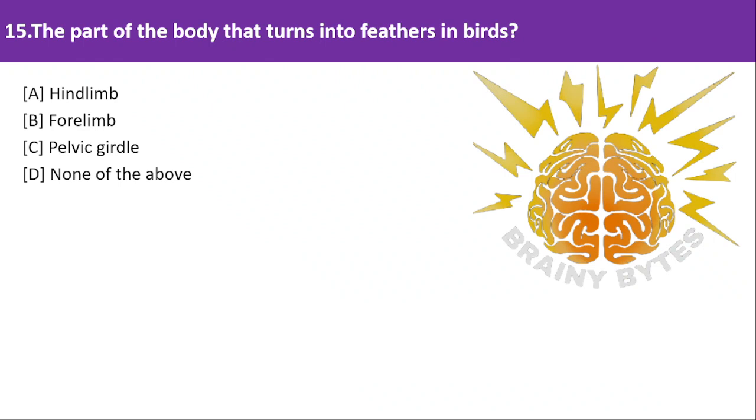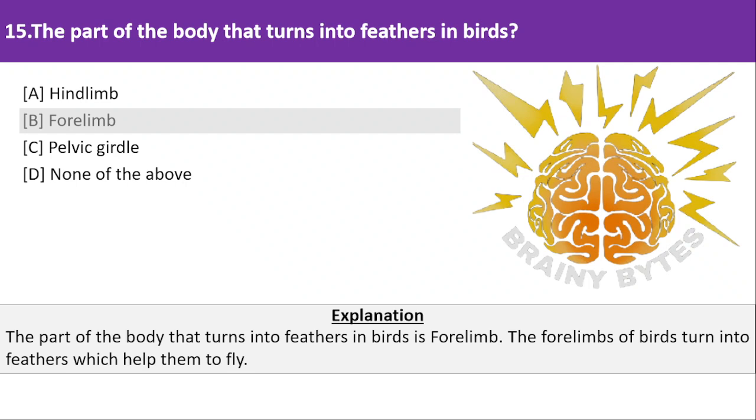Question number 15. The part of the body that turns into feathers in birds is? Options: A. Hind limbs, B. Forelimb, C. Pelvic girdle, D. None of the above. Correct option is B, forelimb. The part of the body that turns into feathers in birds is forelimbs. The forelimbs of birds turn into feathers which help them to fly.